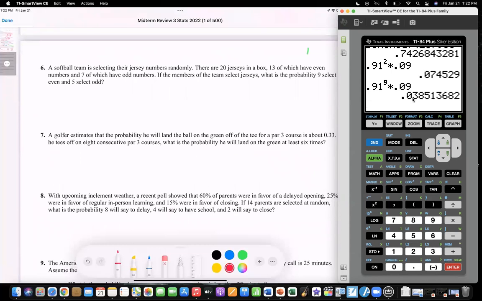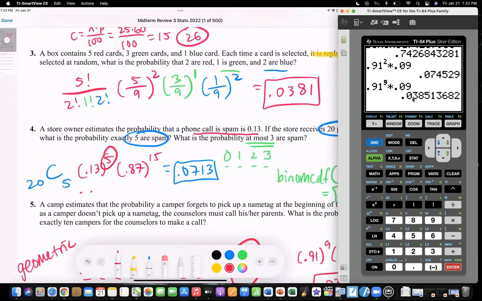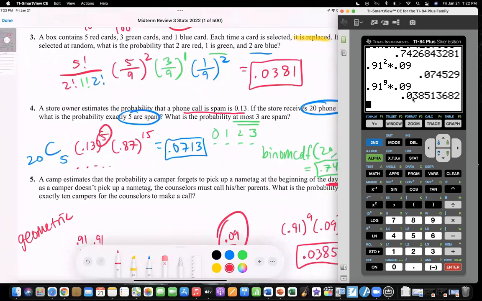Okay, a softball team selects their jersey numbers randomly, 20 jerseys in a box, 13 of which are even, 7 of which are odd. Notice with this one, if I select a jersey and I get, say, number 12, well, I'm not going to put the jersey back because someone else can't be number 12, right? So here, there's no replacement. So automatically we can't use binomial or multinomial, because those use exponents. I can't repeat the same one 5 times if we're taking one out each time, so the probability is changing. We can't use those.